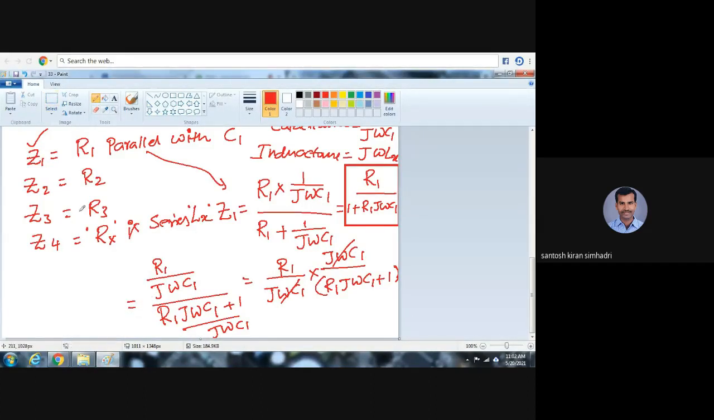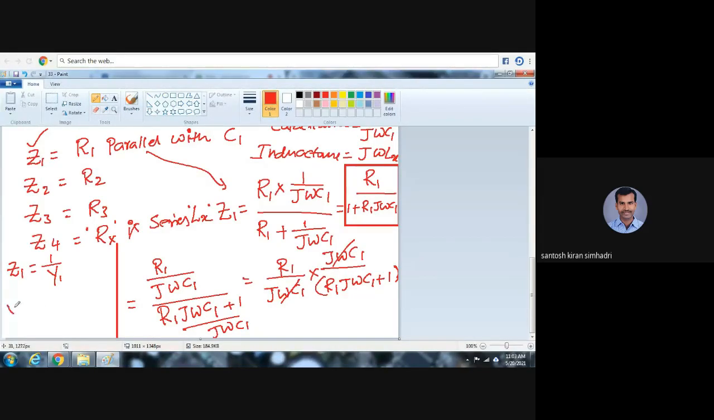Okay, I will write here only. Now, what is the final Z1? Here I will write Z1 is impedance. What is the admittance formula? Z1 equal to 1 by Y1.